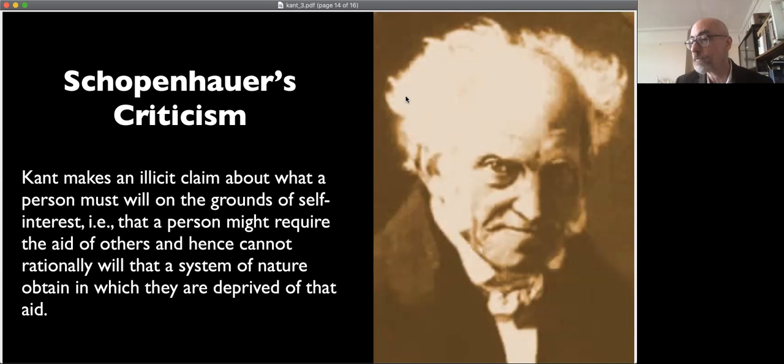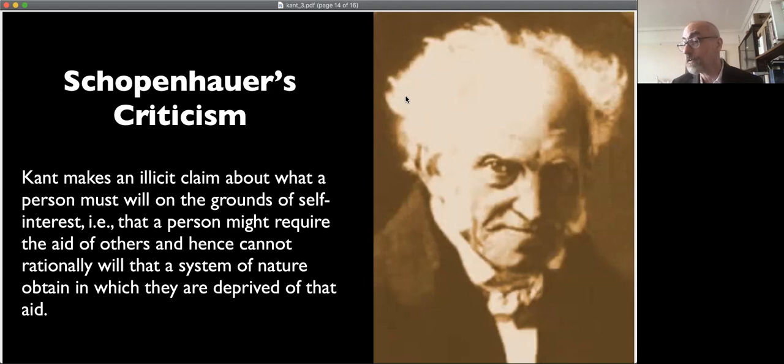Schopenhauer's interpretation of the test is so intended. According to Schopenhauer, Kant's application of the contradiction in volition test in the fourth example makes what would be, by Kant's lights, an illicit appeal to self-interest. After all, Kant does make a claim about what a person must will on the grounds of self-interest, that a person might require the aid of others, and hence cannot rationally will that a system of nature obtain in which they're deprived of that aid.